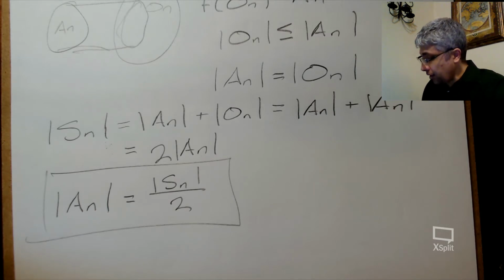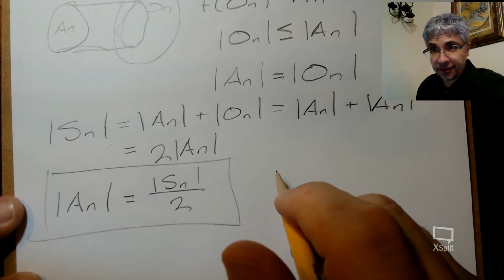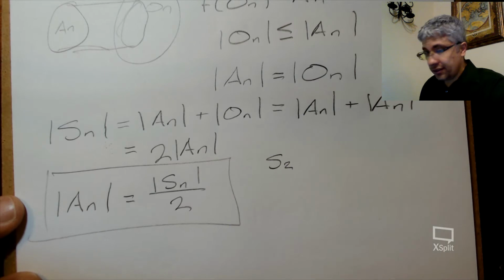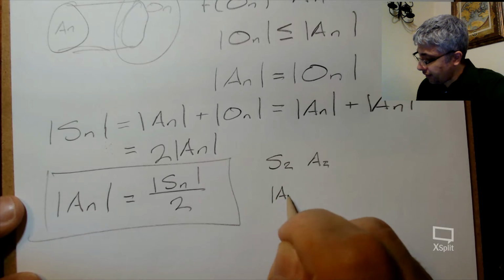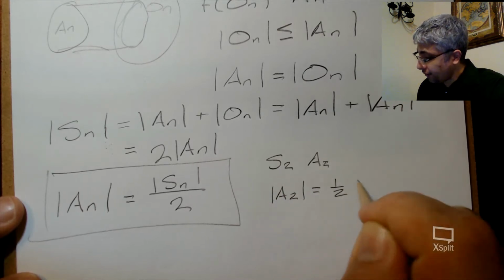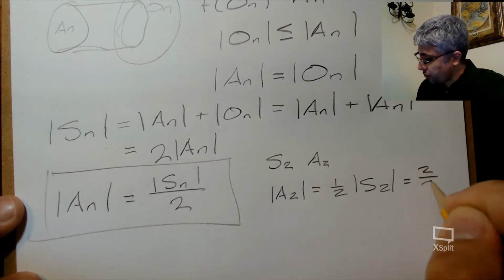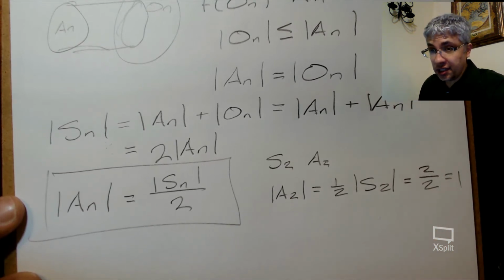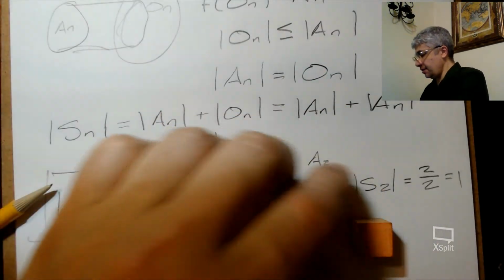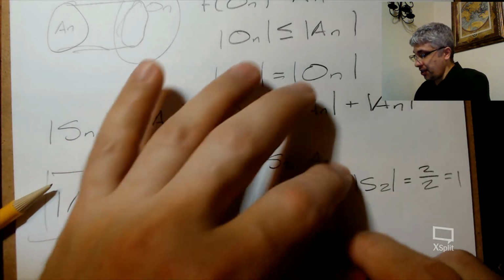So for example, for the smallest, it's kind of trivial, so I can't say smallest non-trivial, but if we have S2 and A2, what does this mean? Well, I know that the size of A2 has to be 1/2 the size of S2. Well, what's in S2? There's 2 elements. Either we have the identity or we switch 1 and 2. So this is 2 over 2, which is 1. So there's only one even permutation in S2. But that makes sense because there's only 2 permutations total. I either do this, which is even, or I do that, which is odd.